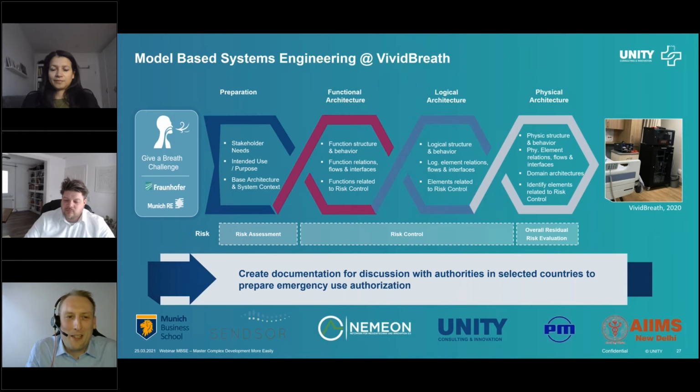What I would like to show you today is an example where we used a very tailored MBSE approach for one project that we did mainly last year. It's the WeSync project, which was in the context of a challenge, the challenge from Fraunhofer and Munich Re, where the goal was to develop a ventilator for COVID-19 patients, as well as an oxygen concentrator, because you do not always have oxygen from wall supplies in the regions where we wanted to deploy this ventilator.